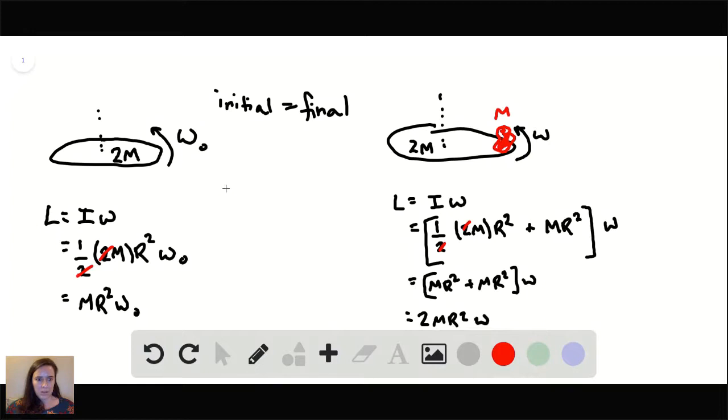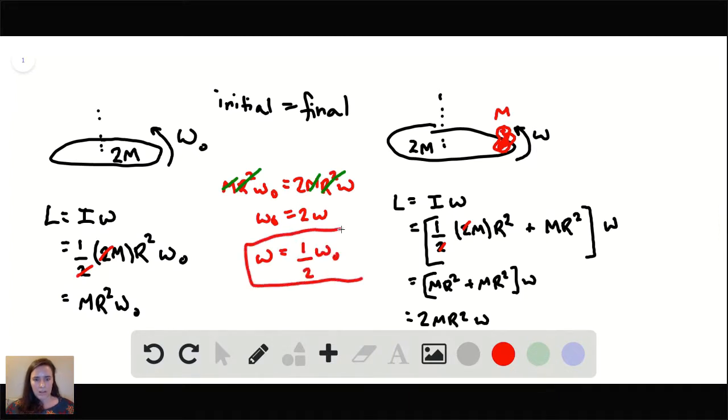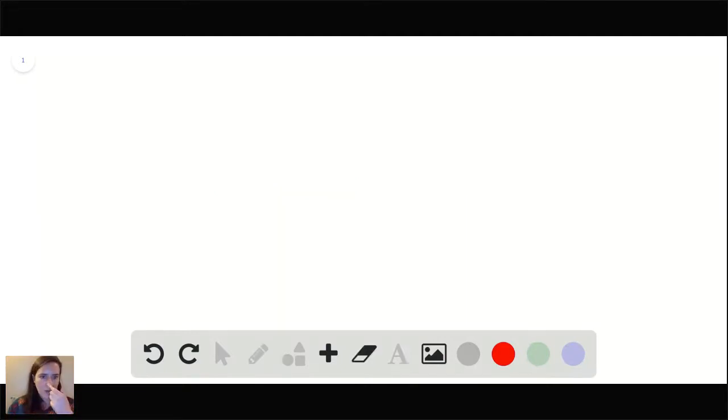So now I set my initial equal to my final. m r squared omega naught is equal to 2 m r squared omega final. My m's cancel, yay. My r squareds cancel, yay. And omega naught is 2 omega, but that's not what we want. We want omega, so we divide that 2 to the other side to get omega is 1/2 omega naught. Easy peasy, lemon squeezy.